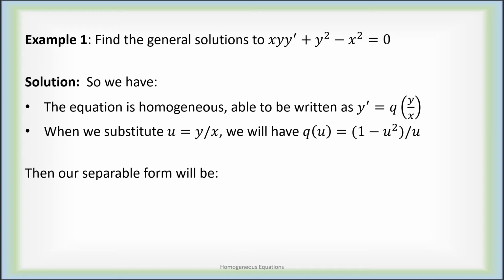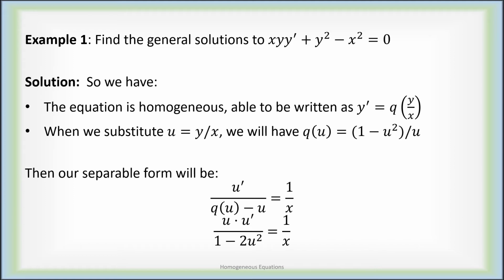Now, the separable form of our differential equation was this formula right here: u prime over Q of u minus u is 1 over x. We just have to take this expression for Q of u, (1 minus u squared) over u, plug it in and simplify. It's a little bit of algebra, but it works out to be u times u prime over 1 minus 2u squared equals 1 over x.